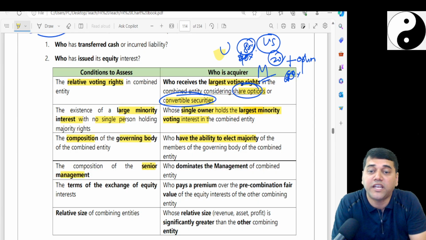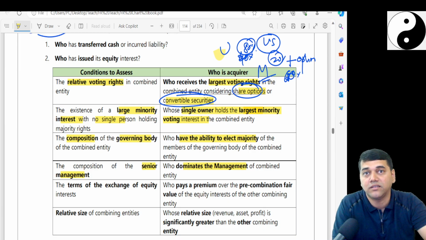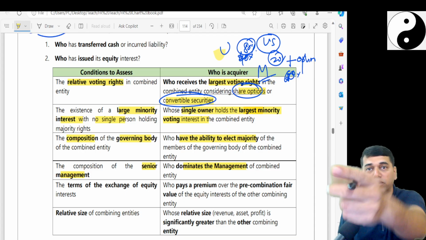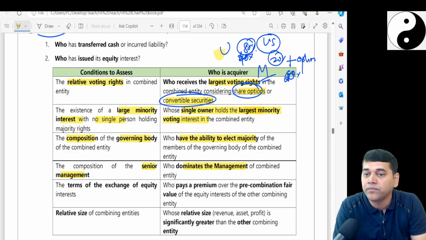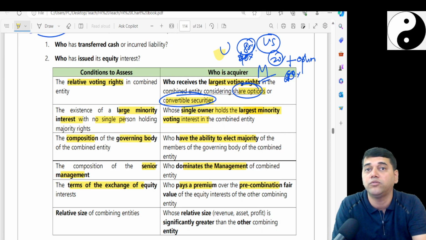Composition of the senior management. Somebody is dominating the management of the combined entity. That means, who is the chairman of this combined entity now? From your side or from my side? Your side, probably you must be the acquirer. Terms of exchange of equity: who pays the premium over pre-combination fair value?